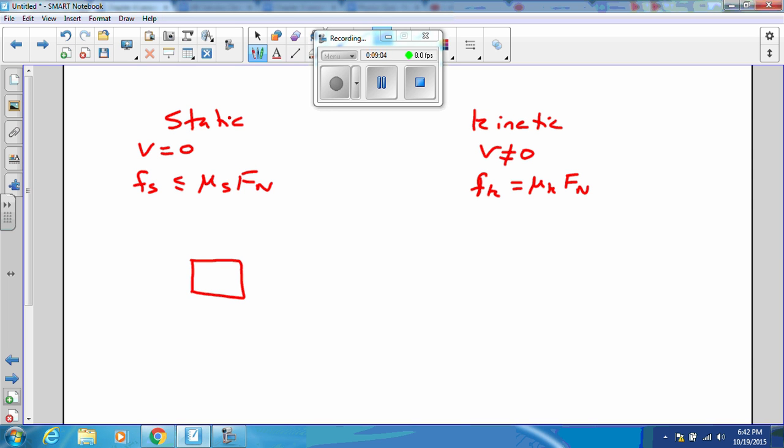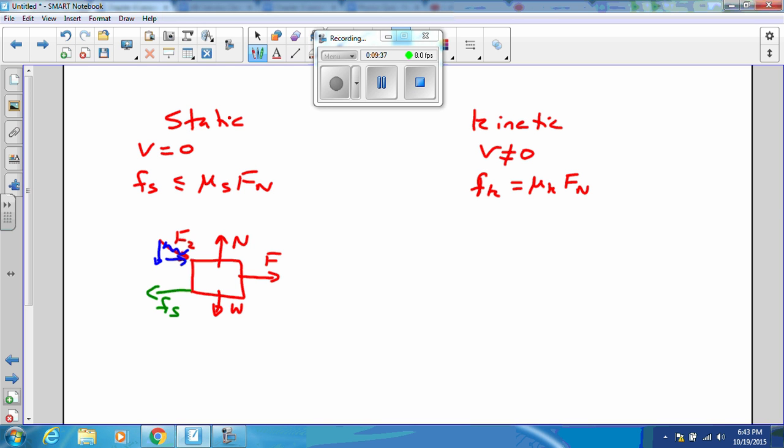Let's take a look at an object that is experiencing a static frictional force. Maybe it's got some applied force this way, and it's got a weight, and it's got a normal force, and maybe it has a different applied force F2, like this, and that applied force is going to have components that are vertical and horizontal, just like that. And now comes our static frictional force, just like that.